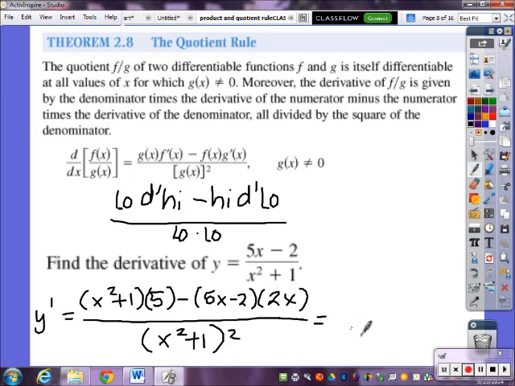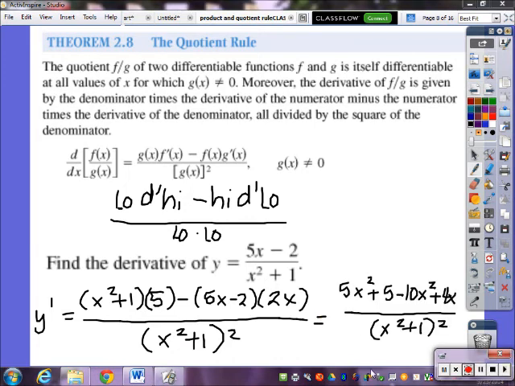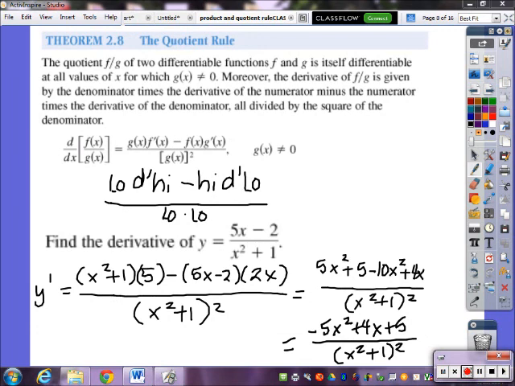And when I simplify, I get 5x squared plus 5 minus 10x squared plus 4x all over x squared plus 1, all squared. And then if I simplify the numerator further, I get negative 5x squared plus 4x plus 5 all over x squared plus 1, all squared. So that would be my derivative, y prime. And that's how you use the quotient rule.